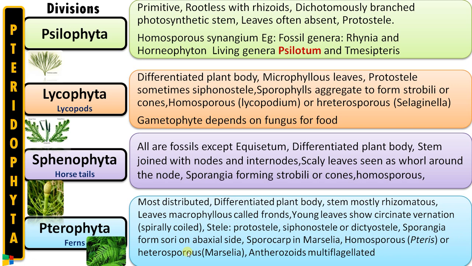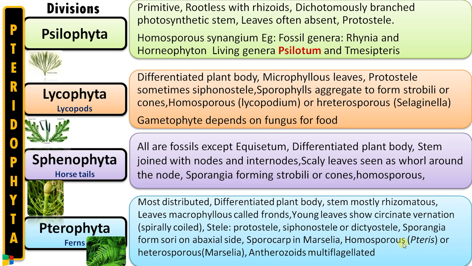Sporangia are grouped to form sori on the underside of the leaf. In some ferns, there are other organized structures like the sporocarp in Marsilea, where sporangia are organized to form a special structure called a sporocarp. Pteris is homosporous, but Marsilea is heterosporous, forming two types of spores. Antherozoids are multiflagellated. So these are the characteristics of the 4 divisions of Pteridophyta.